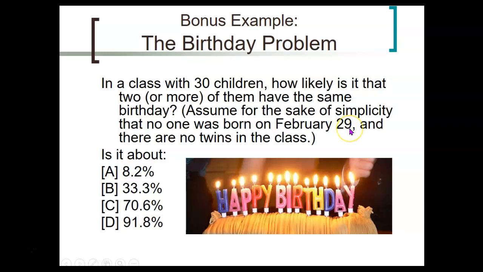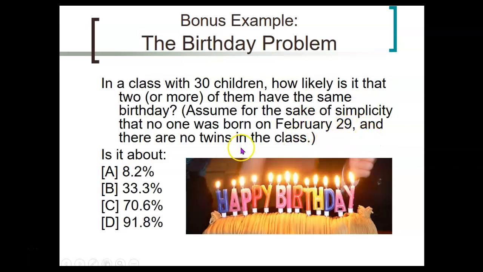Now, assume that nobody was born on February 29th. I mean, if that were a possibility, that would make the calculations a little more complicated because that's leap year day and it only comes around once every 4 years, but it doesn't change things very much. So just to keep things simple, we'll ignore that.